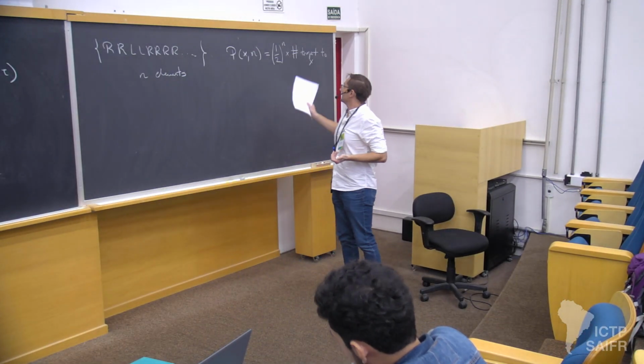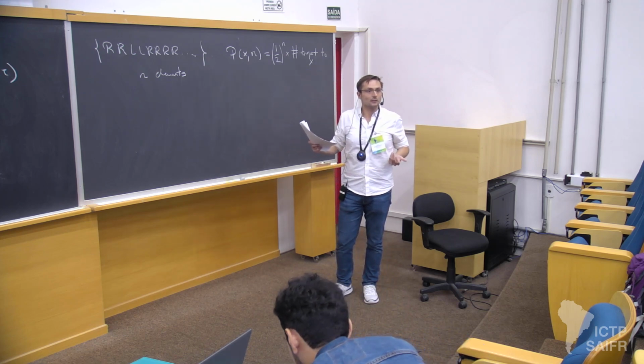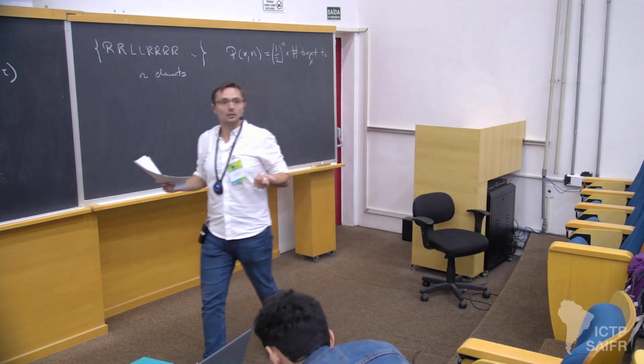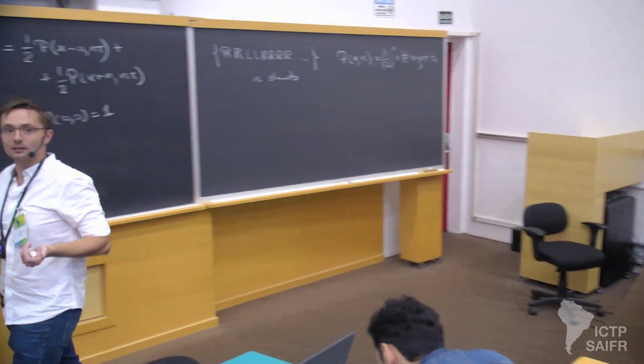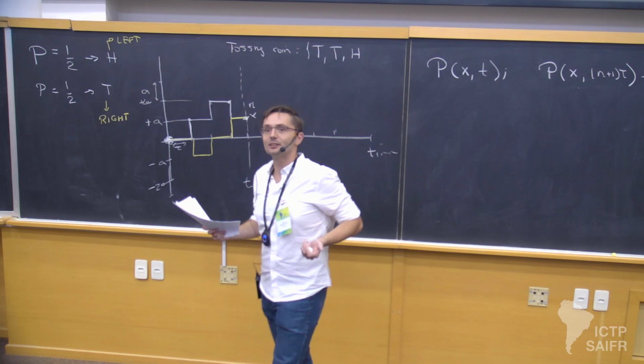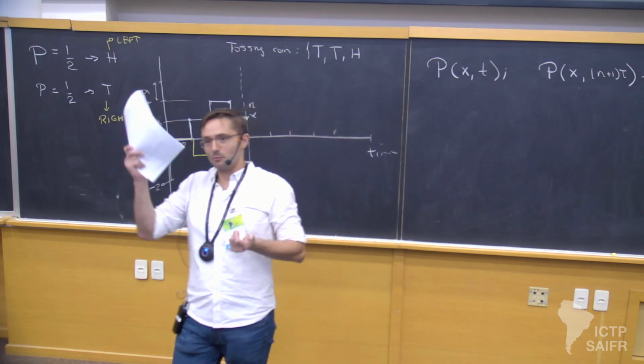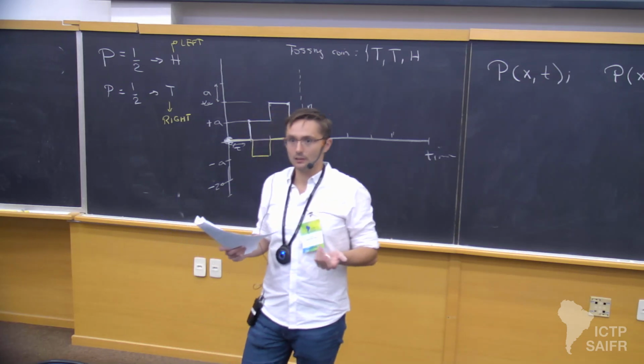How do I compute the number of trajectories that will take me to x? Yeah, to jump up or down, to go to, yes?